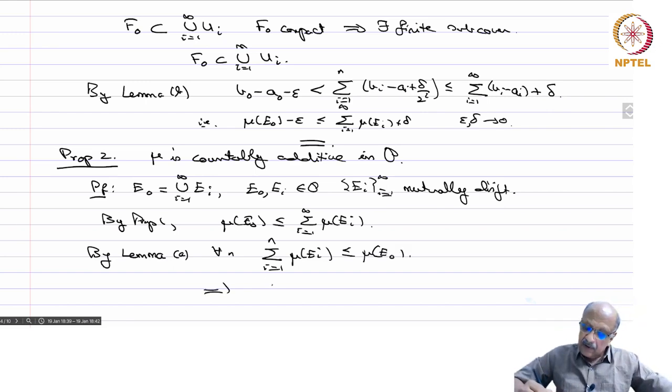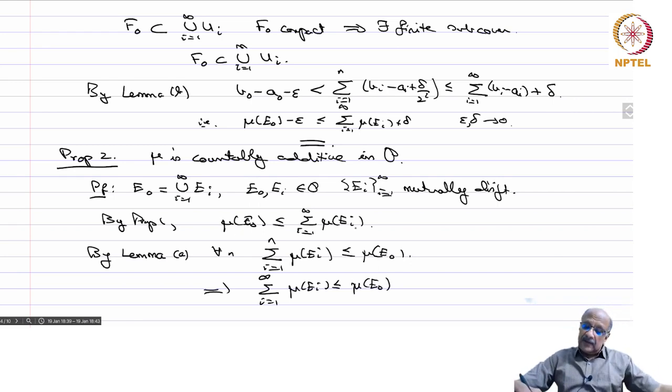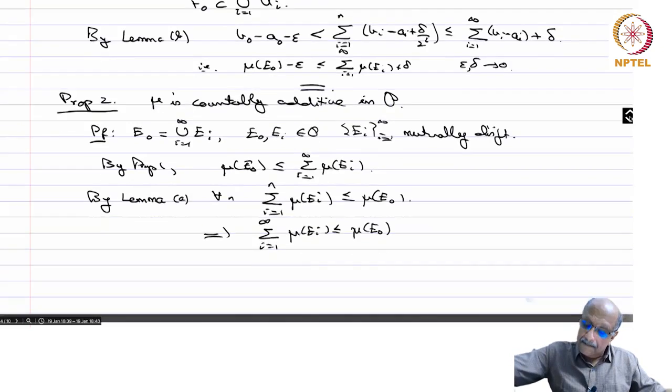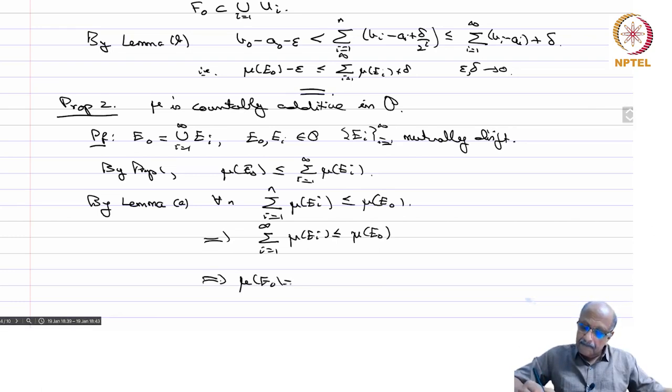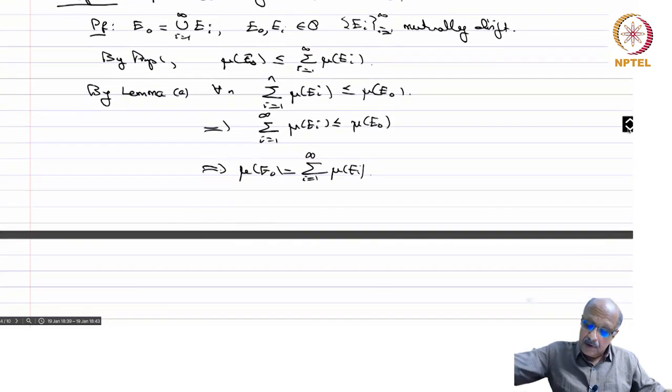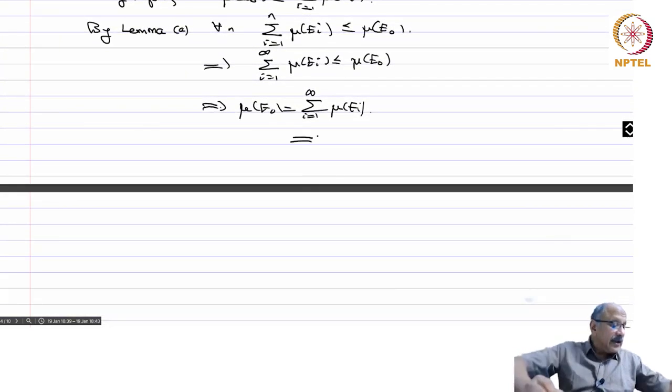and since it's true for all n, this implies sigma mu of Ei is less than or equal to mu of E naught. So mu of E naught is both less than or equal to and greater than or equal to the same quantity, and therefore the two are equal, and therefore mu of E naught is equal to sigma mu of Ei. Okay, so that proves that it's countably additive in P.